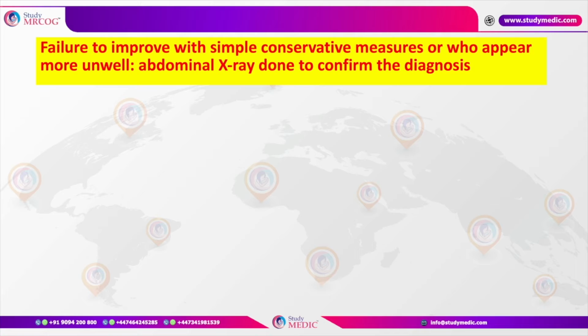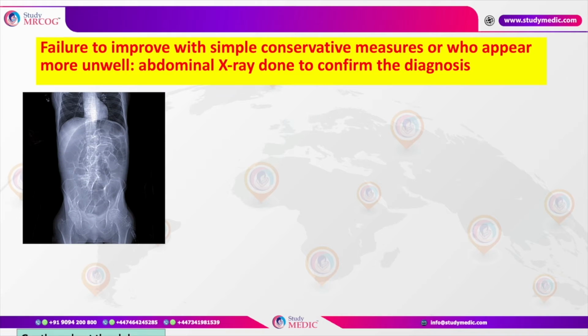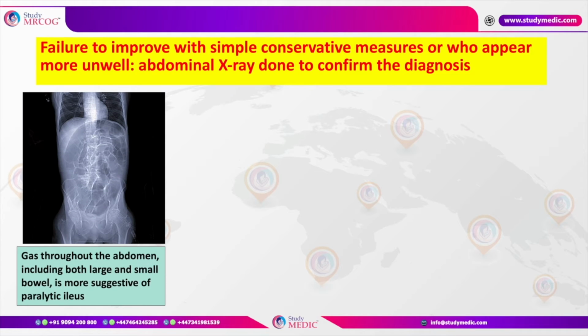Now, suppose such a patient fails to improve with conservative measures, then you have to do an X-ray to confirm the diagnosis. You can get various X-ray pictures. Like the first case, as you can see here, there is distension of both large loops as well as small loops. So gas is present throughout the abdomen, including both large and small bowel loops, and this is highly suggestive of paralytic ileus.